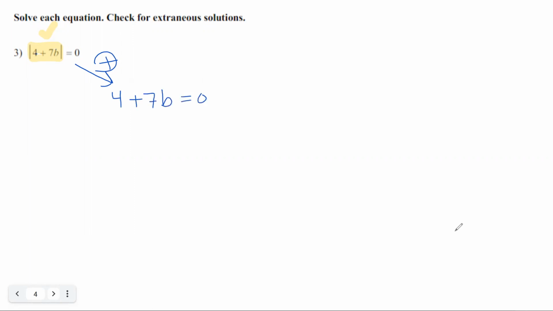Problem number 3, the absolute value of 4 plus 7b is equal to 0. Again, is this guy completely isolated? We have to always check. Yep, that's the only thing on the left-hand side. So now we can proceed to step 2, which is to consider the positive case and the negative case. Positive case is 4 plus 7b is equal to 0.